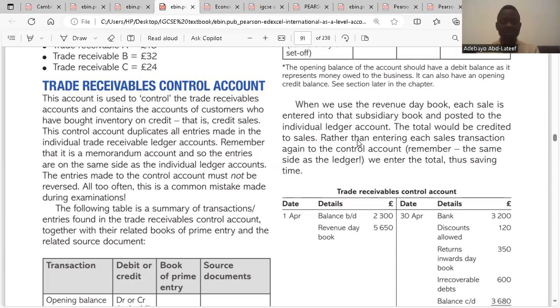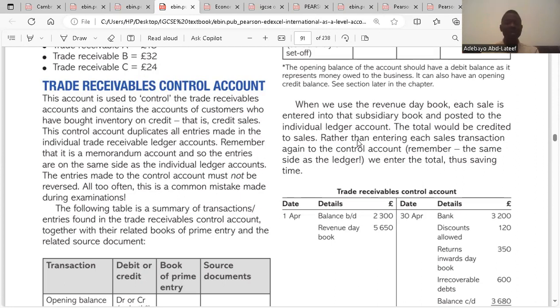On the debit side of our trade receivable control account, we have our balance brought forward from the previous year. From the previous month, we have our credit sales on the debit side. We have our dishonored check on the debit side. We have our interest overdue from customers on the debit side. And we have refunds to customers on the debit side.